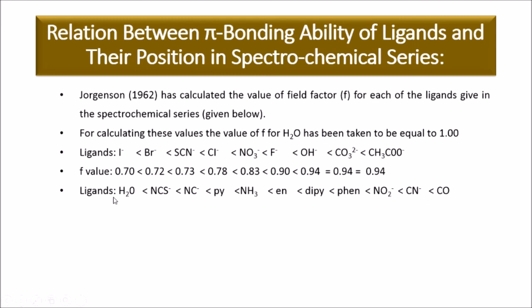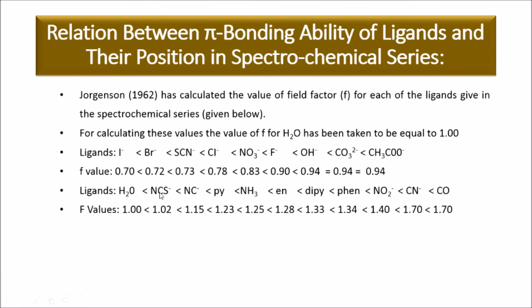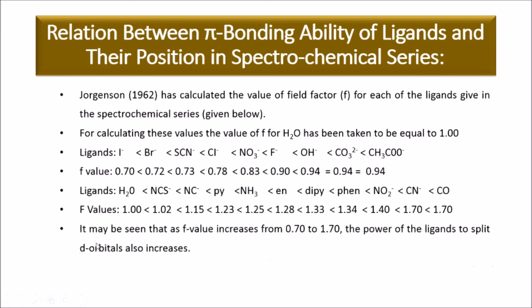Similarly, ligands which have a higher value than water, water having an F value of 1.0, are these: this ligand has 1.02, nitrile carbon 1.15, pyridine 1.23, amine 1.25, and as you can see, cyanide 1.70, carbon monoxide is quite equal, 1.70, and they are high end ligands in the spectrochemical series. So it may be seen that the F value increases from 0.70 to 1.70. The power of the ligand to split the orbitals also increases.